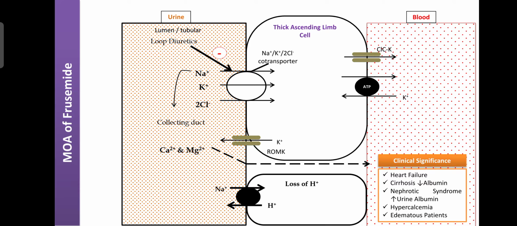Likewise, calcium and magnesium cannot be reabsorbed, so they remain in the urine, due to inhibition of the ROMK channel as well as the sodium-potassium-chloride co-transporter. So their loss takes place. Due to that, furosemide is helpful for the treatment of hypertension by blocking tubular reabsorption at the ascending loop of Henle by inhibiting the sodium-potassium-chloride co-transport.